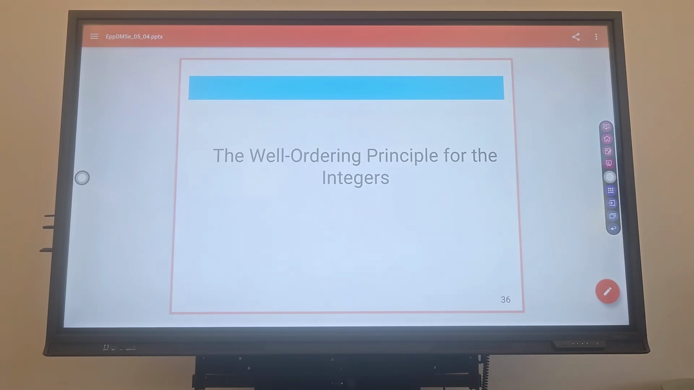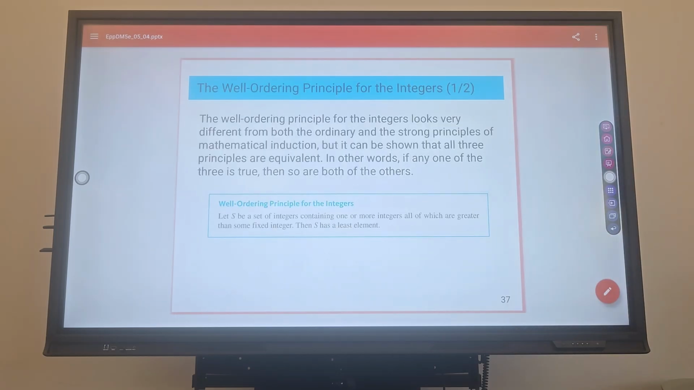The well-ordering principle for the integers. The well-ordering principle for integers looks very different from both the ordinary and the strong principles of mathematical induction, but it can be shown that all three principles are equivalent. In other words, if any one of the three is true, then so are both of the others. So, the well-ordering principle for the integers: let S be a set of integers containing one or more integers, all of which are greater than some fixed integer, then S has a least element. Kind of a common sense thing there.